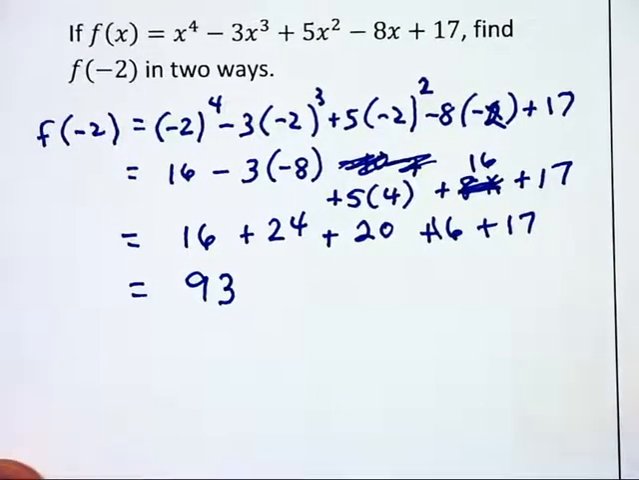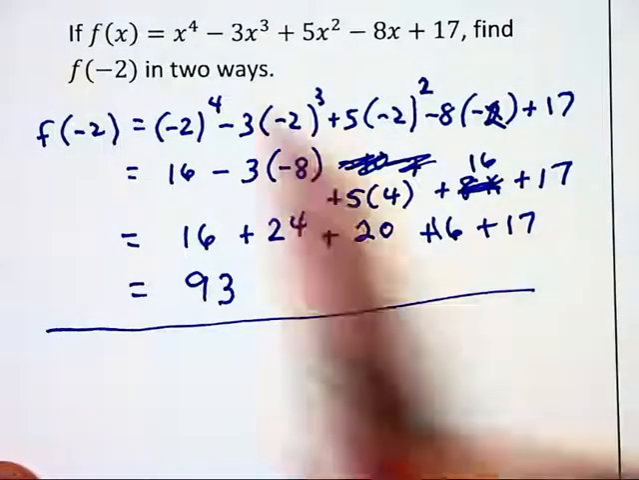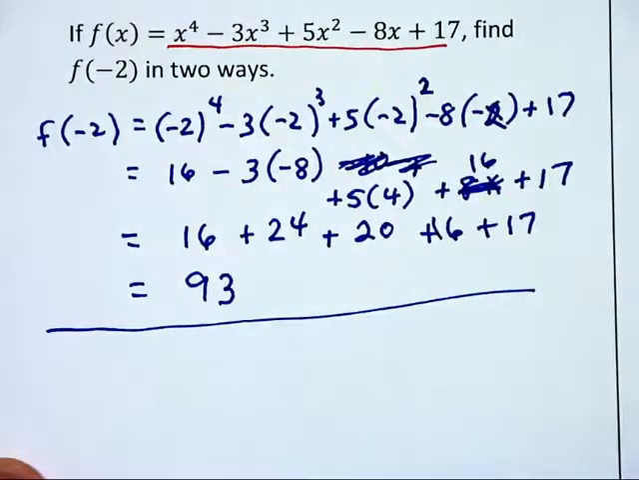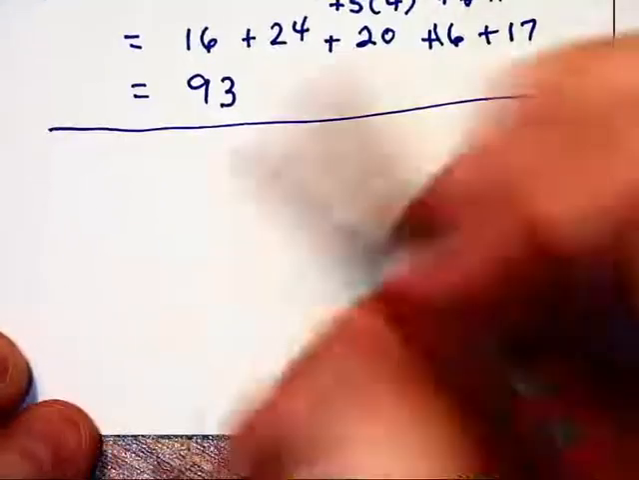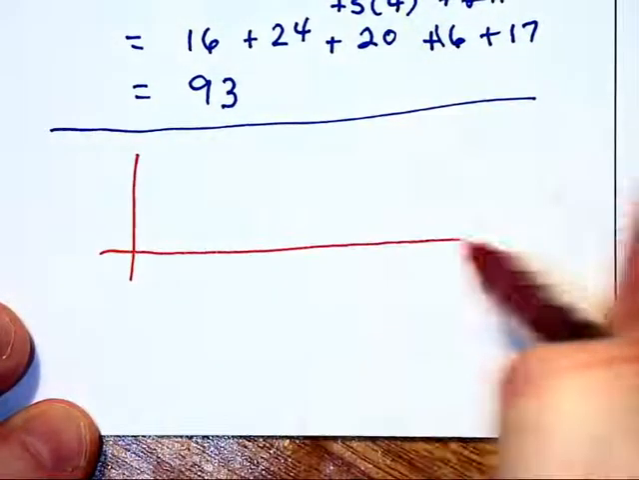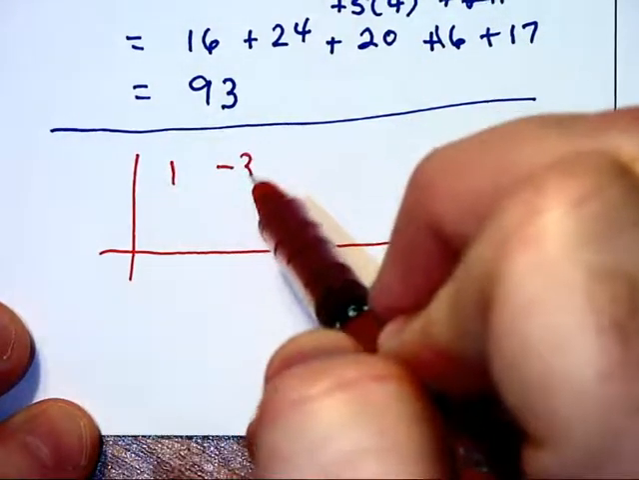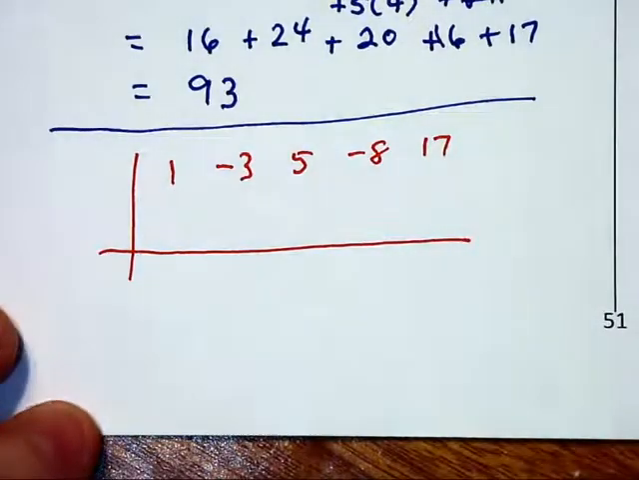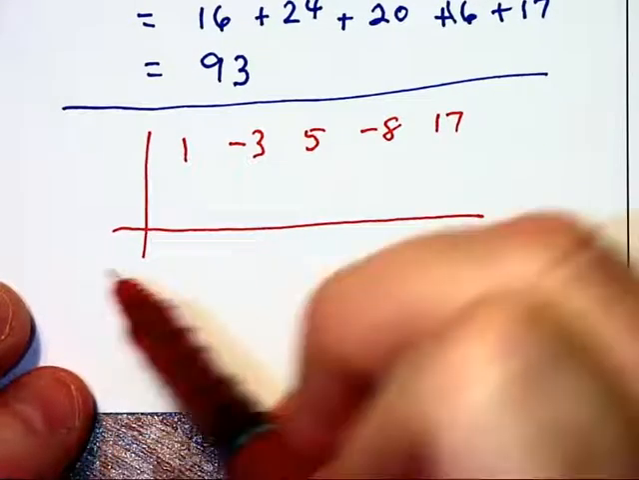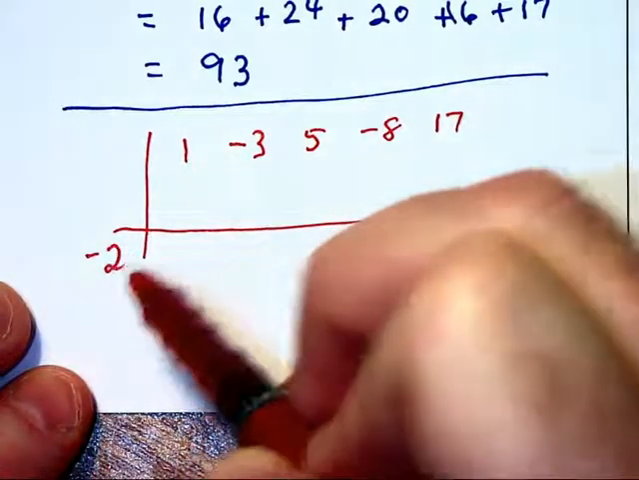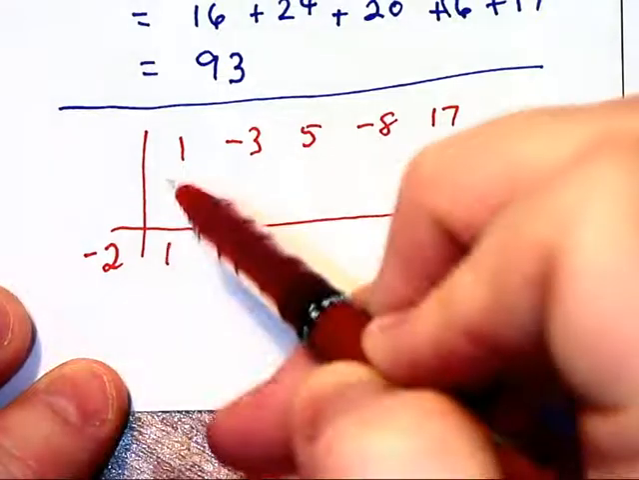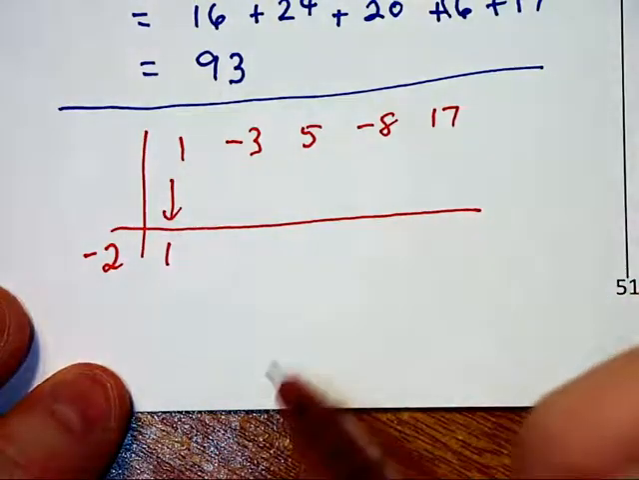Let's try this a different way. Let's instead use this synthetic division. Using the polynomial that we have right here, I'm going to set up a synthetic division chart. It will have on the top row 1, negative 3, 5, negative 8, and 17. And instead of changing the minus 2 to a positive 2, I'm going to keep this to a negative 2. We're doing this as an evaluation. So bring down my first coefficient 1 and start this process.